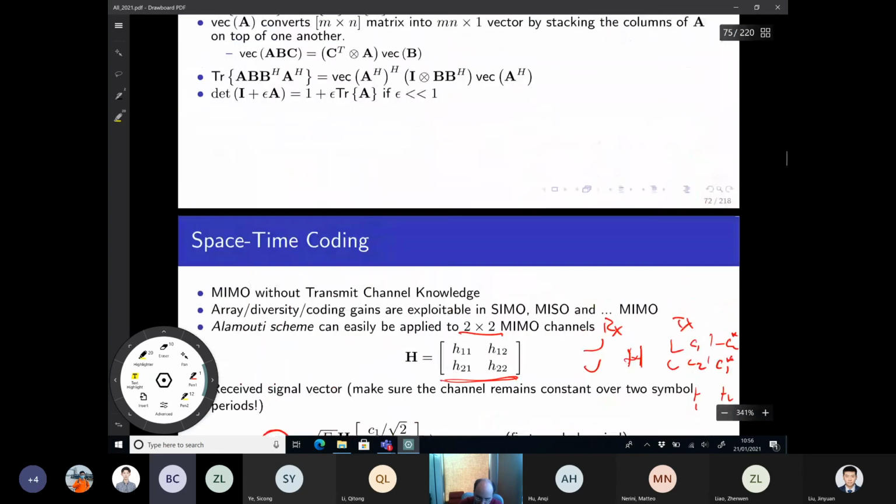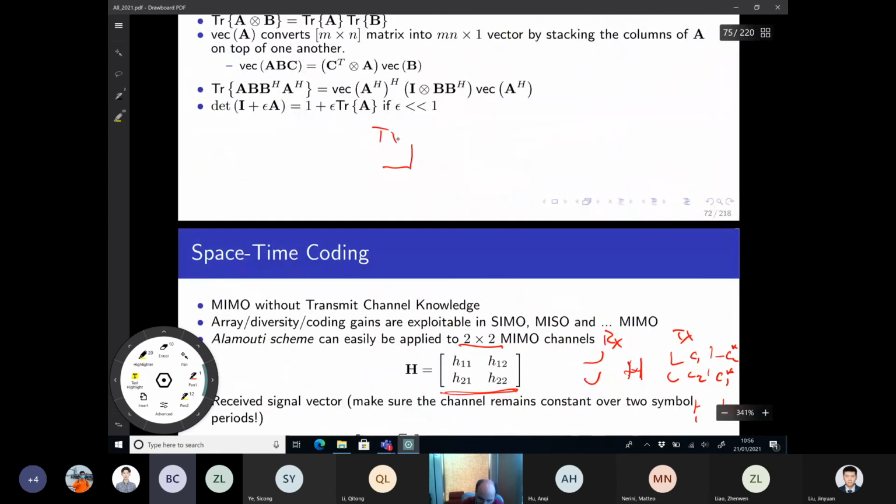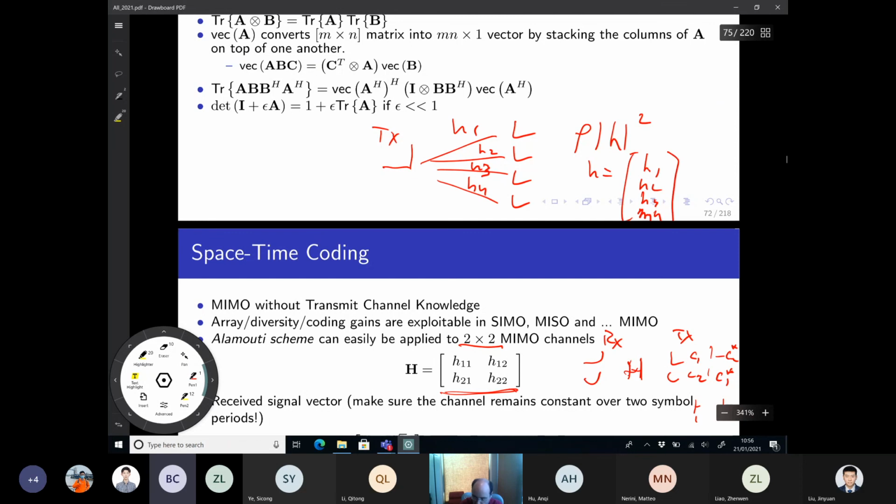If I have a SIMO system where I have a transmitter and 4 receive antennas, with channel coefficients H1, H2, H3, and H4, and I do MRC, I'm going to have a channel gain or SNR that scales with this, where H is H1, H2, H3, and H4. Diversity gain here: I have NR equal to 4, so I have a diversity gain of 4.